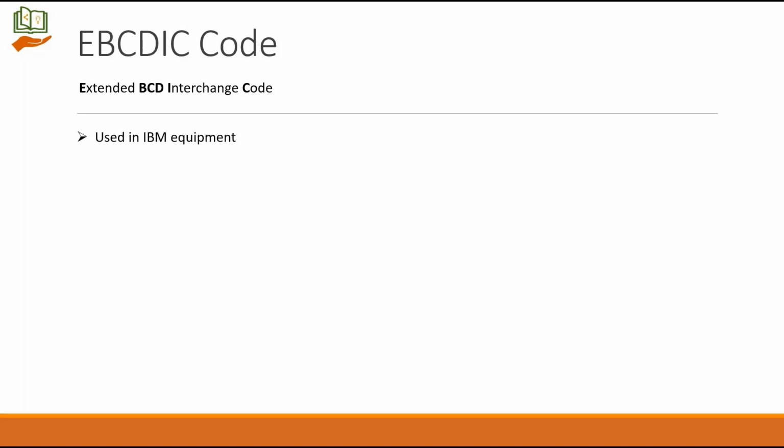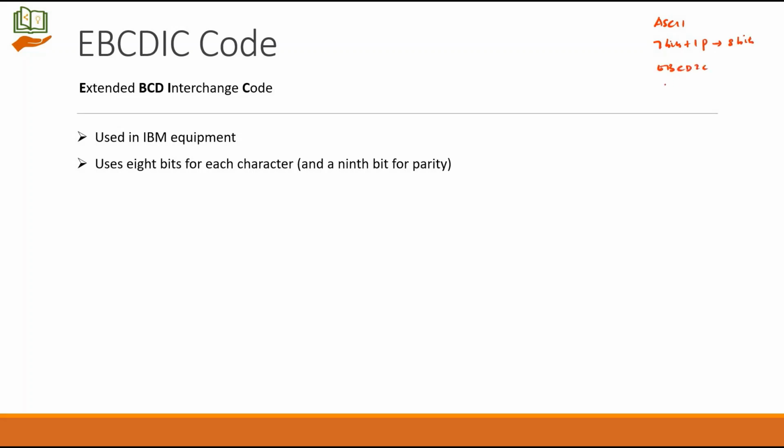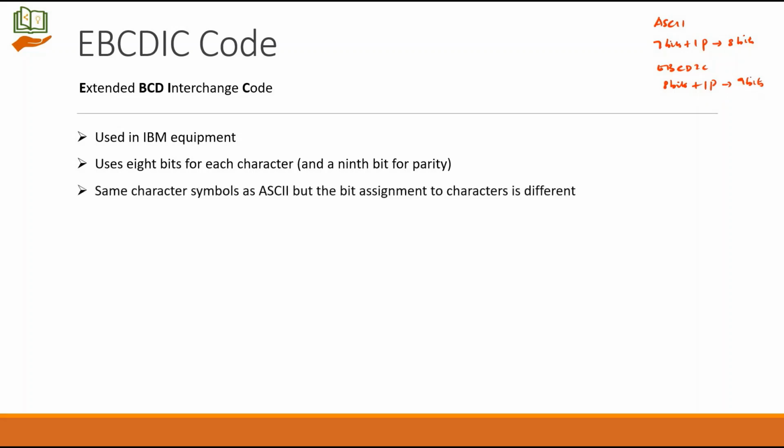It is nothing wrong to know that these codes existed. They use 8 bits for each character and the 9th bit is added for parity. In ASCII, there were 7 bits and 1 bit was added for parity, making it 8 bits. In EBCDIC, there are actually 8 bits and the 9th bit is added for parity, making it 9 bits altogether. Same character symbols as ASCII, but the bit assignment to characters is different. It means there are different decimal numbers allocated for each character. 8 bits will have 2 power 8, which is equal to 256 characters.